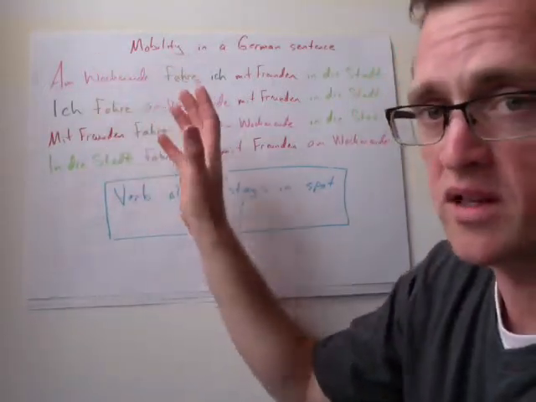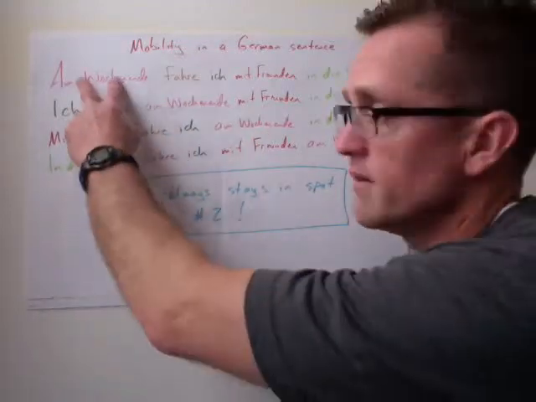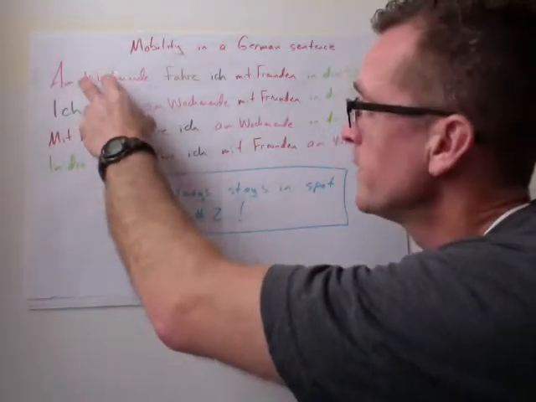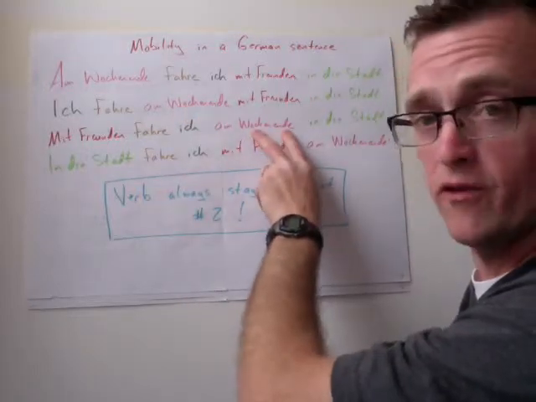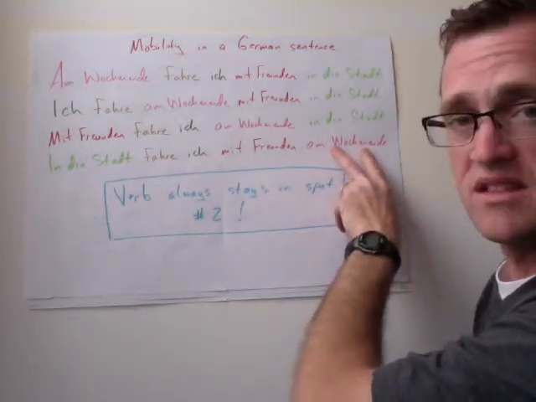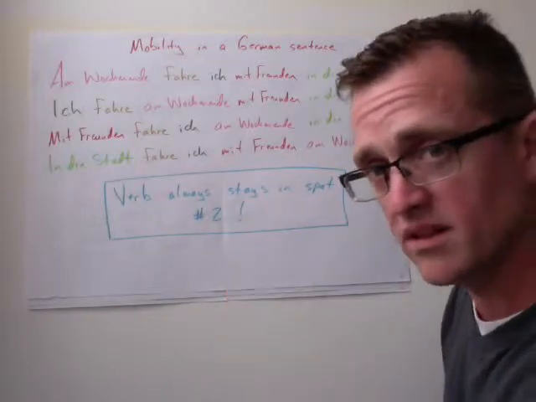You can take all of these parts and shift them around however you like. In the first sentence, am Wochenende, on the weekend, is in spot 1. In this next sentence, it's in spot 3. In this sentence, it's in spot 4. And in this sentence, it's dead last. And it works any way that you say it.